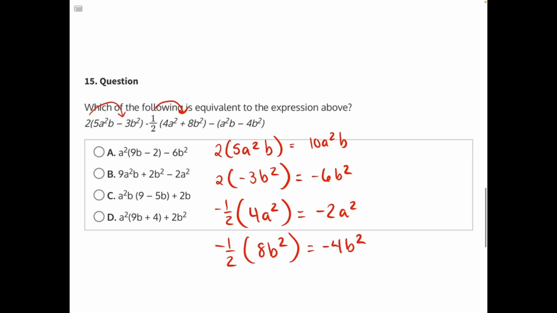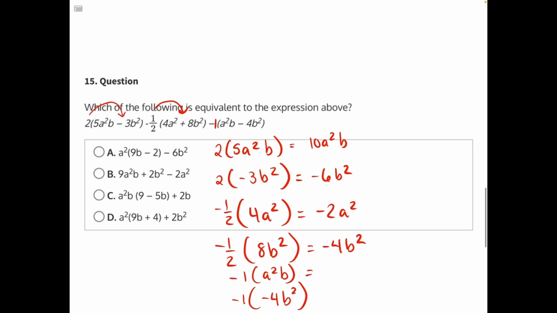And then finally, we don't have anything to distribute, or it doesn't look like we have anything to distribute, but here, the fact that these are in parentheses means that this sign must be distributed into those parentheses. It's a very easy mistake to make, because if anything exists in math, there is always one of them. So this is technically a negative 1 being distributed into these parentheses. So we'll have negative 1 times a squared b, and then negative 1 times negative 4b squared.